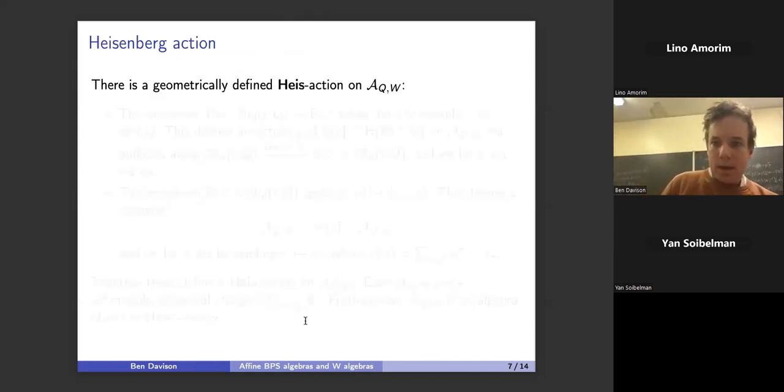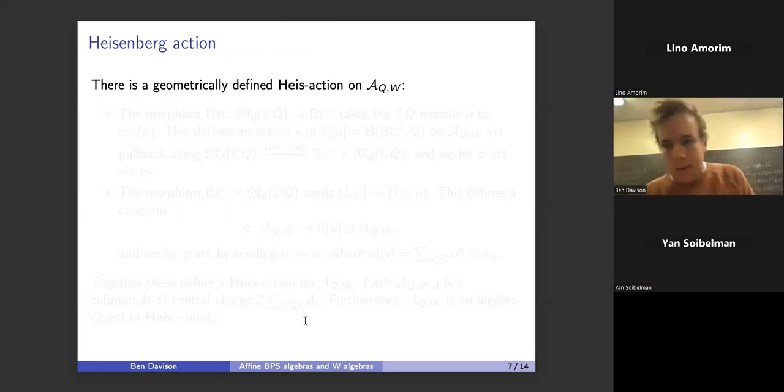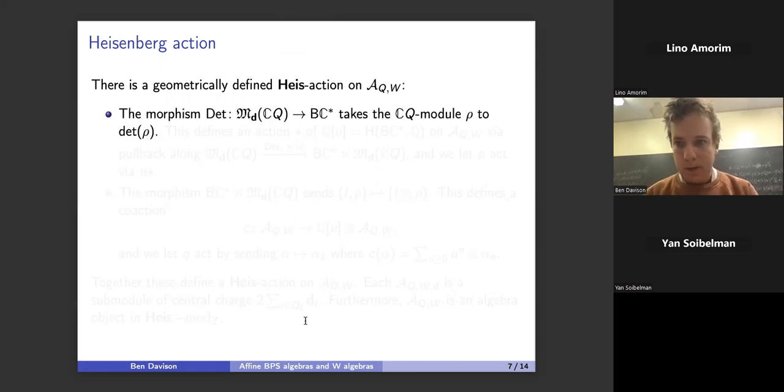So, like I say, I'm really only interested in algebra and algebra actions that come from geometry. So, luckily for me, there is a geometrically defined action of the Heisenberg Lie algebra on the cohomological Hall algebra for any quiver and any potential, which somehow only really uses well-known constructions, but it's fairly neat nonetheless. So there is a morphism from the stack of all modules that takes a module rho to just the determinant, or the top wedge power, of the underlying vector space of rho. And this makes sense in families, so it gives me a morphism from the stack of representations to BC star, i.e. the stack point mod C star.